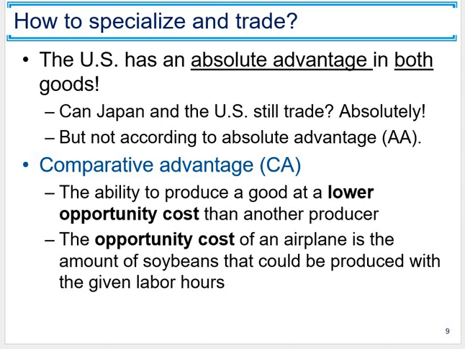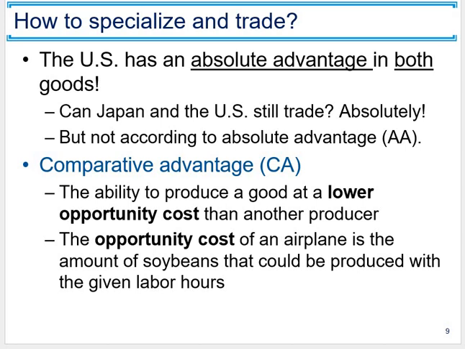Because specialization and trade does not depend on absolute advantage, or AA. Instead, parties trade according to something called comparative advantage, or CA. Okay, so what is comparative advantage?